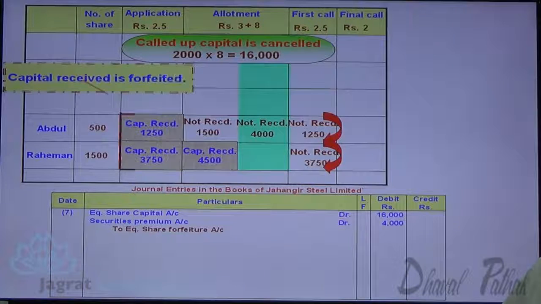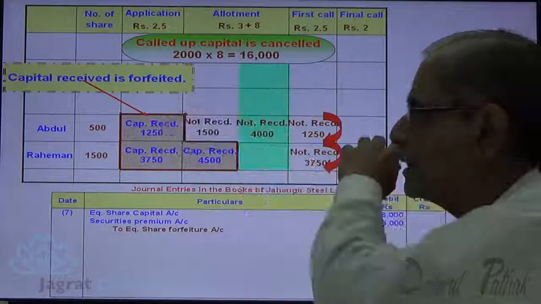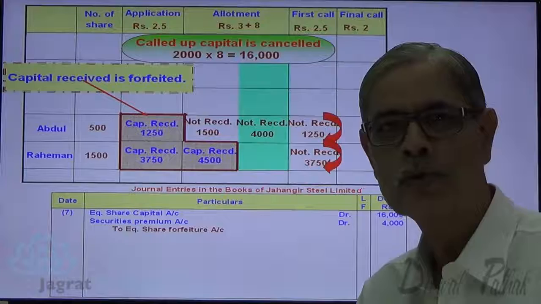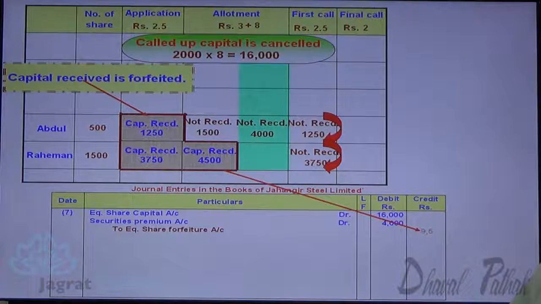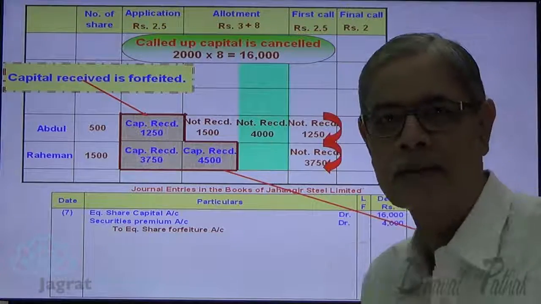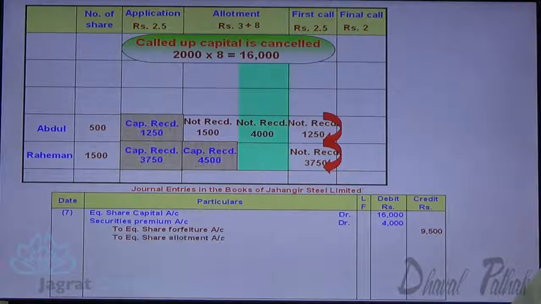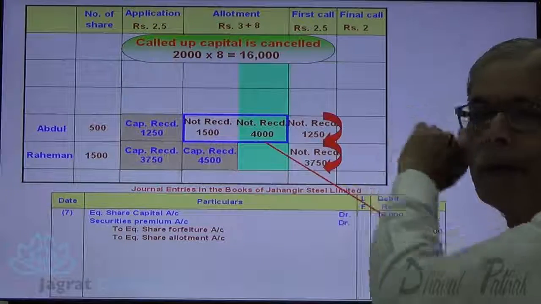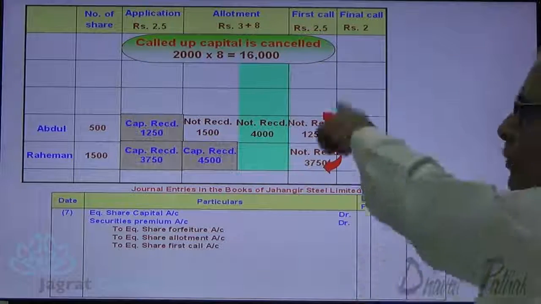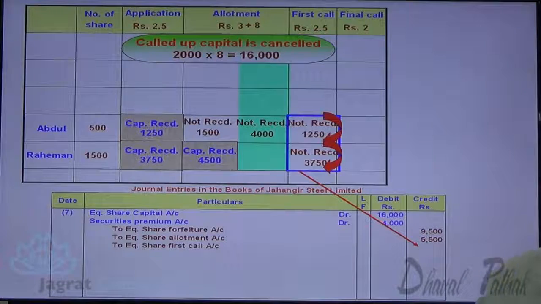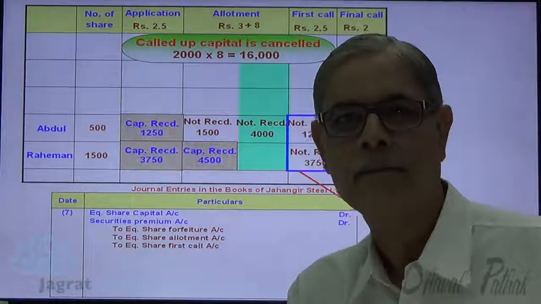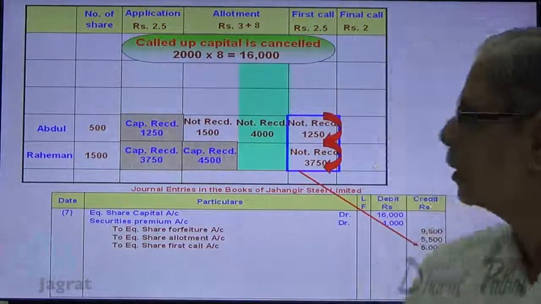Share forfeiture account is to be credited with capital received. So this is the capital that has been received. The total of this will be credited to share forfeiture account. 5,000 plus 4,500, 9,500. Share allotment account is to be credited with the amount not received, 5,500. Share first call account is to be credited with amount not received, 5,000. This is how forfeiture entry gets recorded.